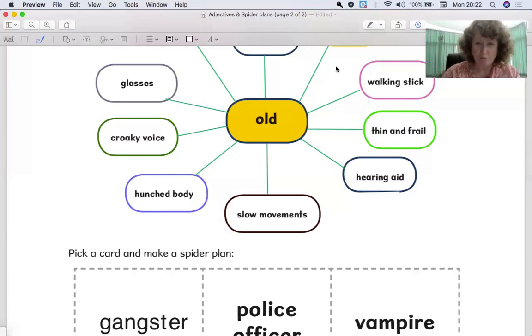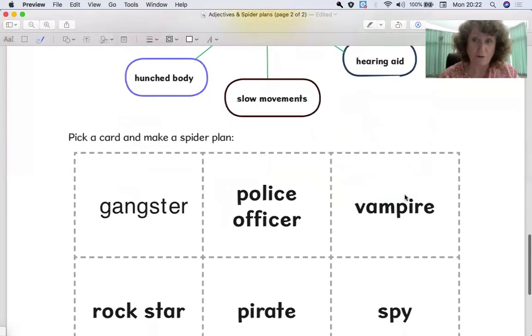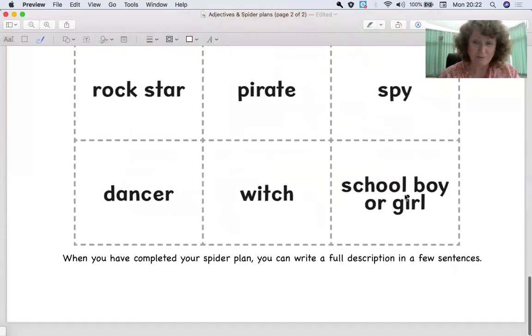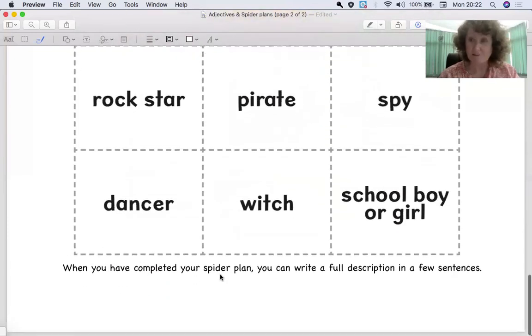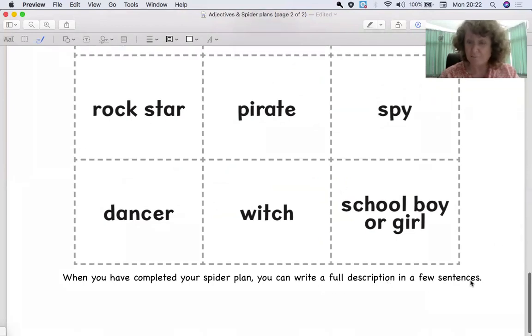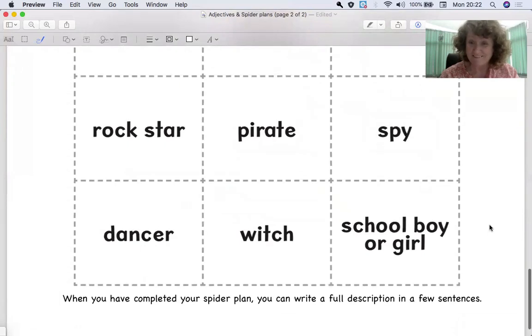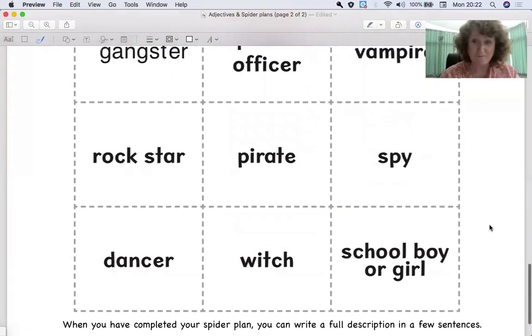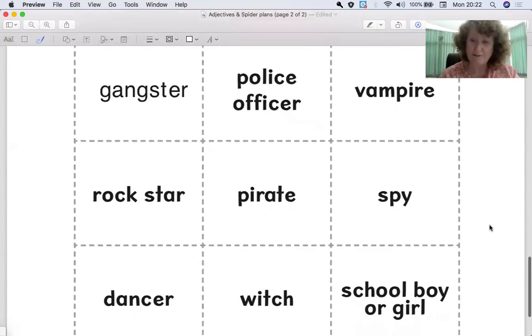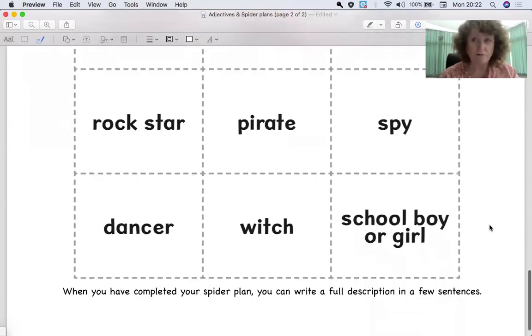So you put all your different words around the side like that, and then see if you can make up a couple of sentences about the word that you've chosen. Look, when you've completed your spider plan, you can write a full description in a couple of sentences. You think you could have a go at that? Even if you'd find it difficult to write it, perhaps you could record it. That would be great, wouldn't it? If you do that, would you send it to me? I'd love to see it.